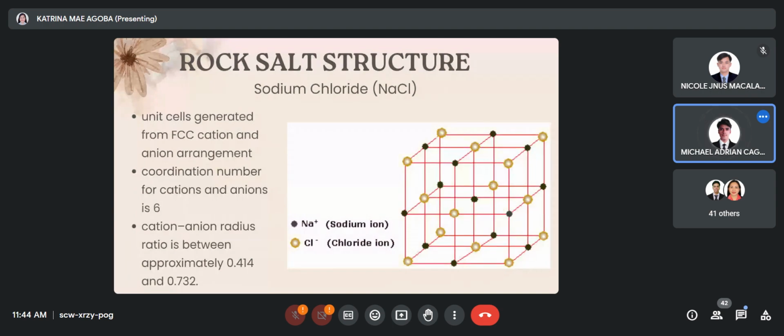So ayan po yung nasa picture, yung example. Nasa center po yung chloride, tapos yung sodium nasa sides. Next po.